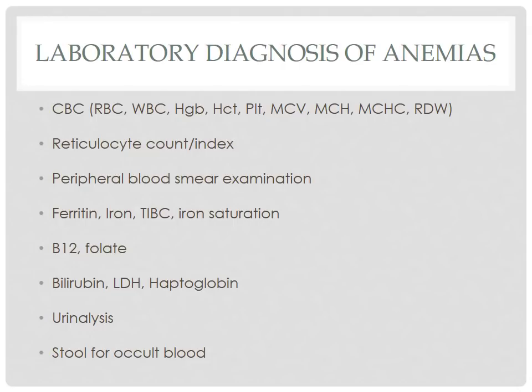And as the hemoglobin is released in the blood, the haptoglobin starts binding it and starts using up the haptoglobin. So you'll see a drop in haptoglobin when there's hemolysis occurring. A urinalysis will also be done to look for hemoglobinuria if there's suspicion for hemolysis. And then stool for occult blood is looking for bleeding into the GI tract.